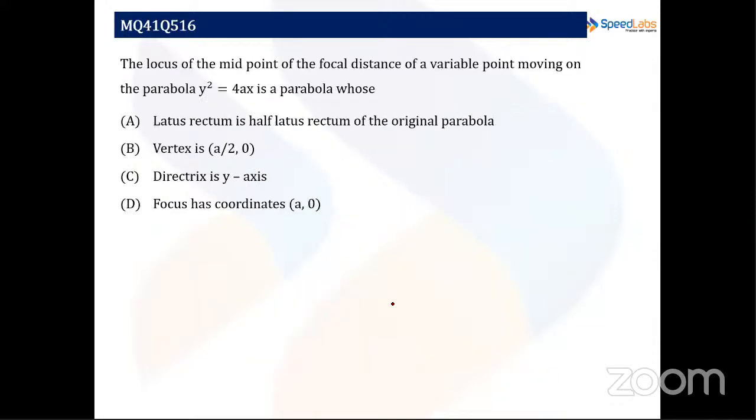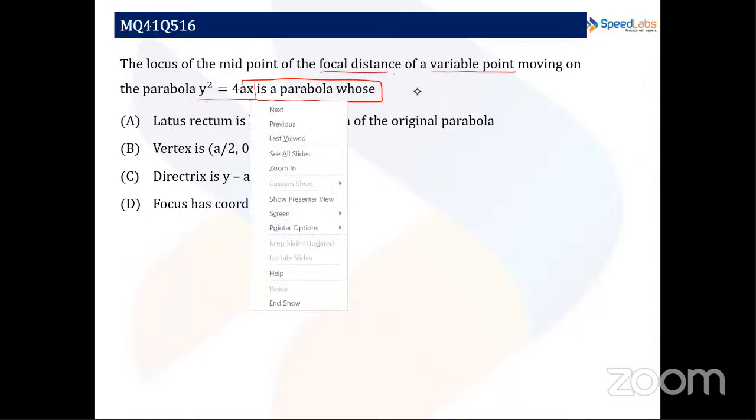Moving to the next question. The locus of the midpoint of the focal distance of a variable point moving on the parabola is a parabola. We are given that the locus of the midpoint of focal distance of any variable point on this parabola is also a parabola.